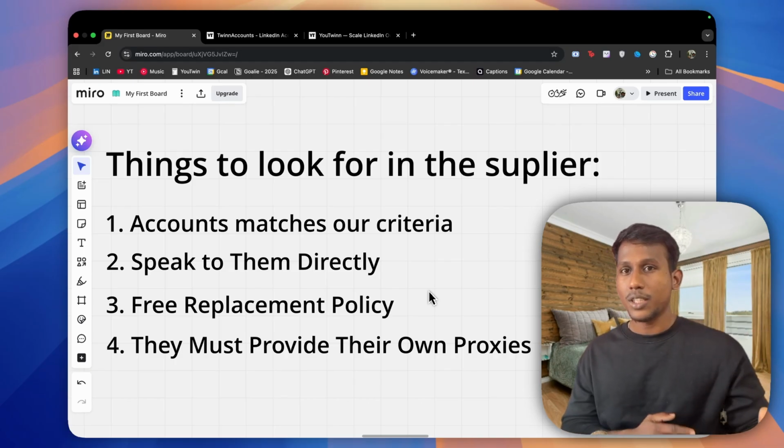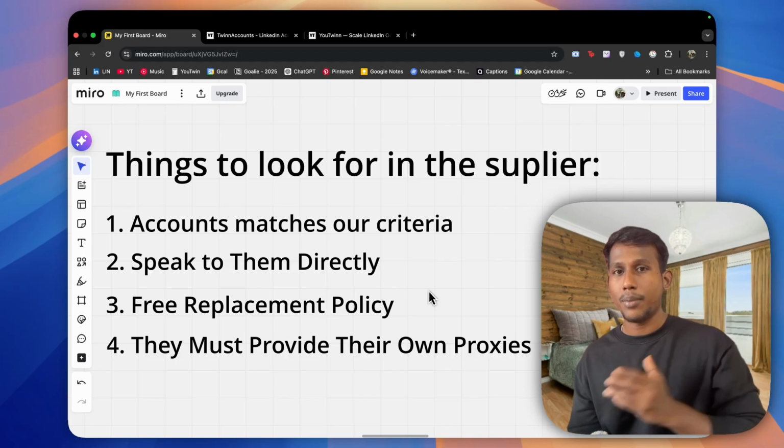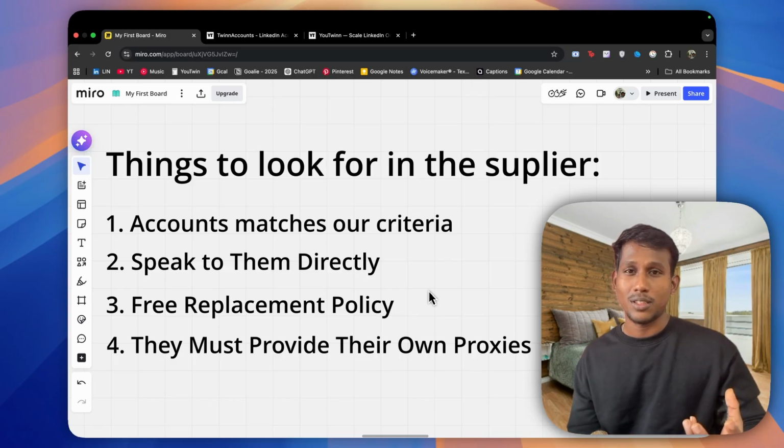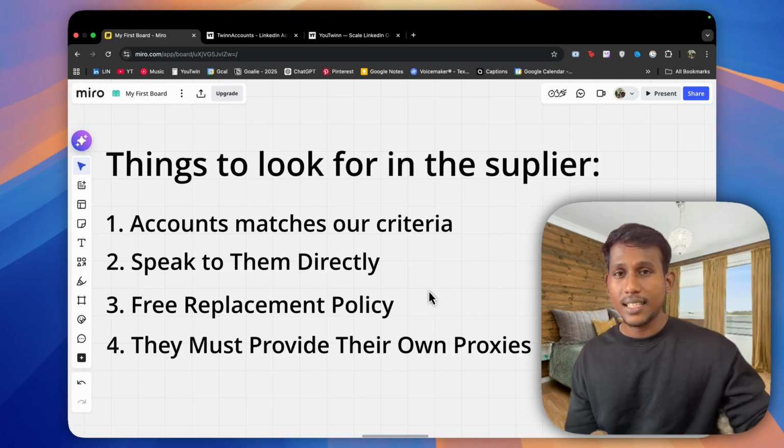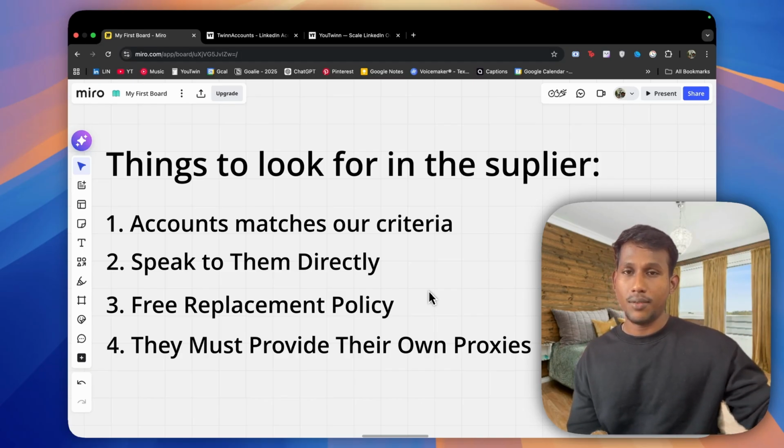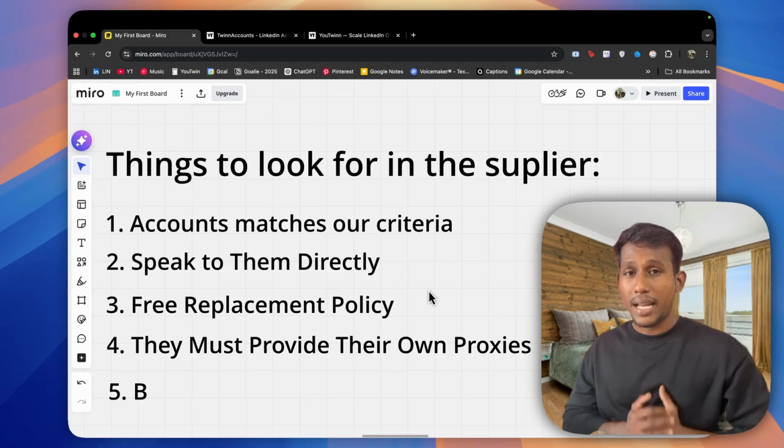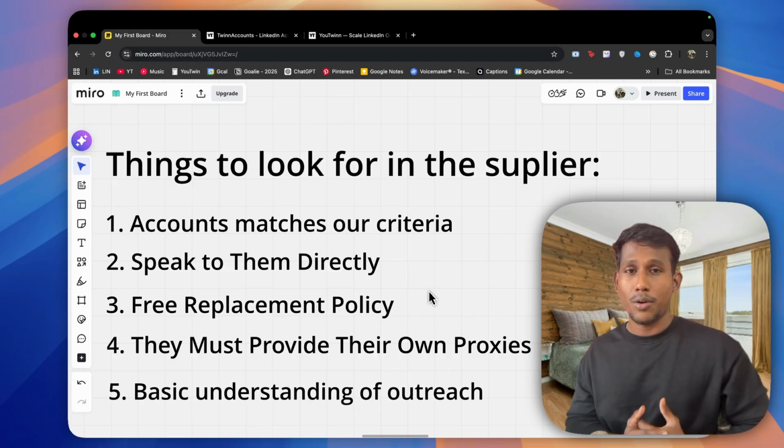If you just get accounts without proxies, then you have to pay for proxies separately and it's a pretty confusing process to get proxies and host the accounts yourself. It just makes it way easier if the supplier has their own proxies and they are hosting the accounts themselves. And the fifth thing is a bit general, but make sure they understand LinkedIn outreach themselves.